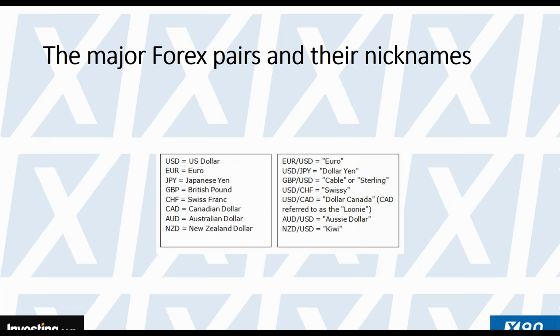Why cable? Because the cable ran from the UK to the US, underground telephone cables. The Swiss franc is called the Swissy. The Canadian dollar is called the loonie. The Australian dollar, the Aussie, and the New Zealand dollar, the Kiwi. And these are what are considered major currency pairs.